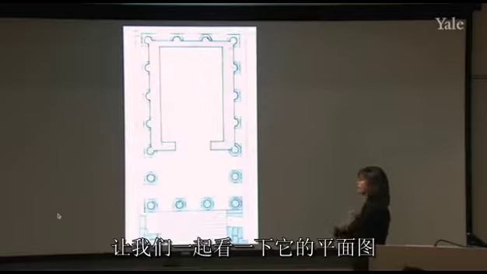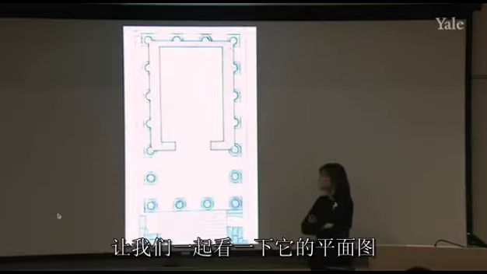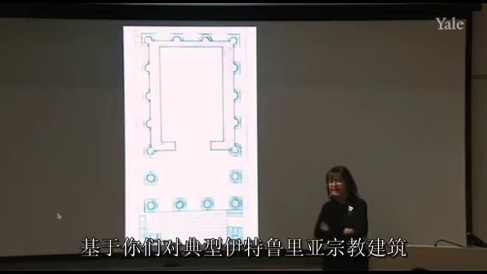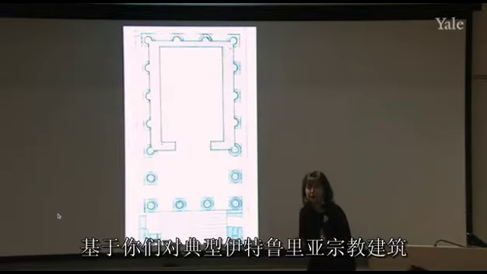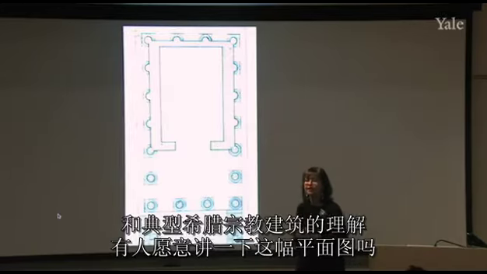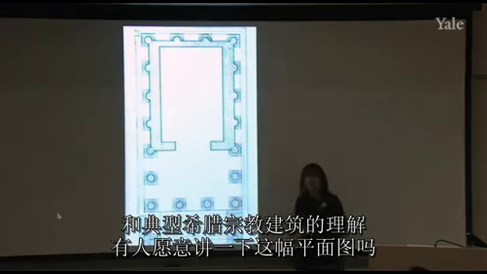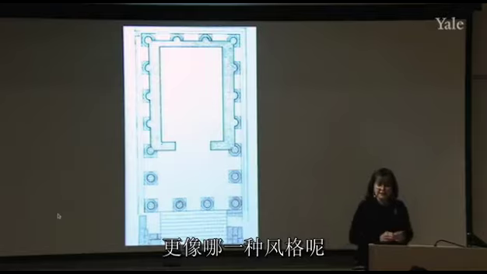Now let's look at the plan together of the Temple of Portunus. Based on your understanding now of typical Etruscan religious architecture and typical Greek religious architecture, what would you say about this plan? Is this more like an Etruscan temple or more like a Greek temple?